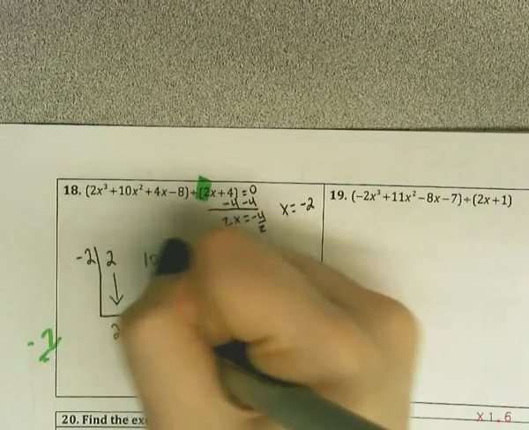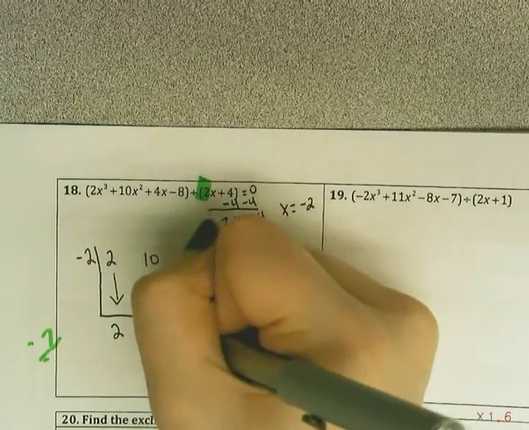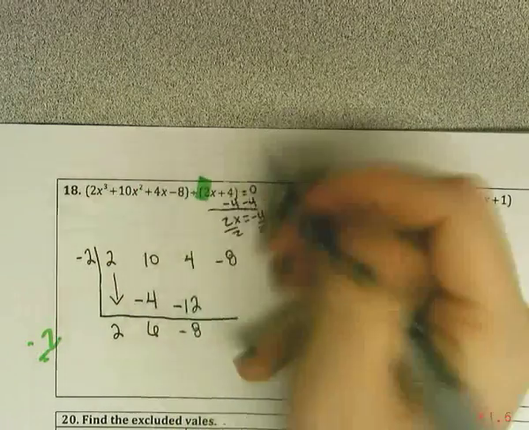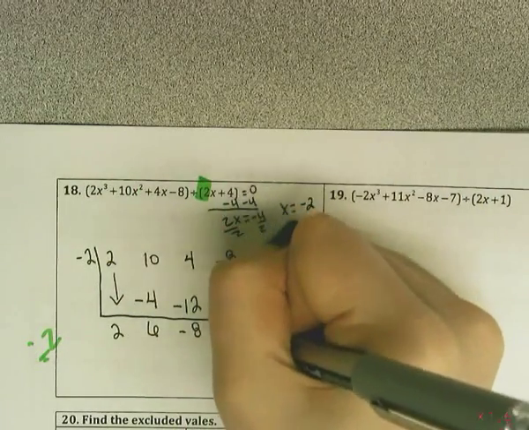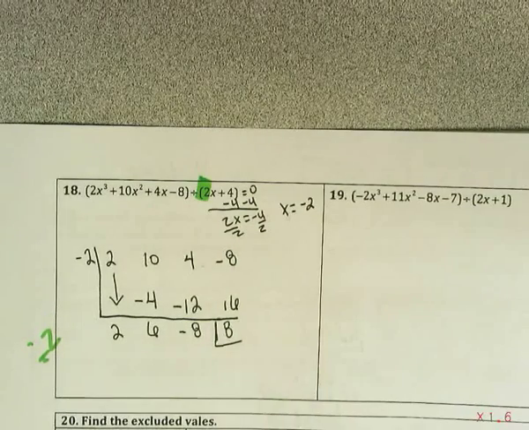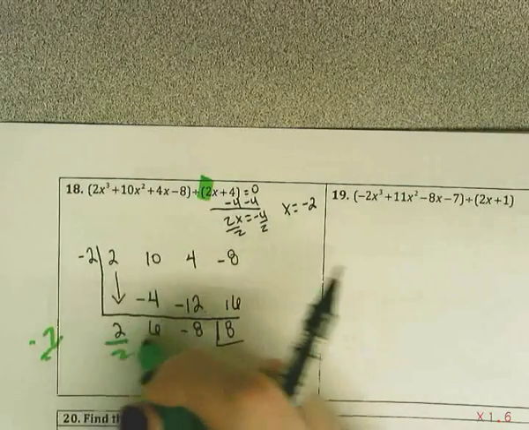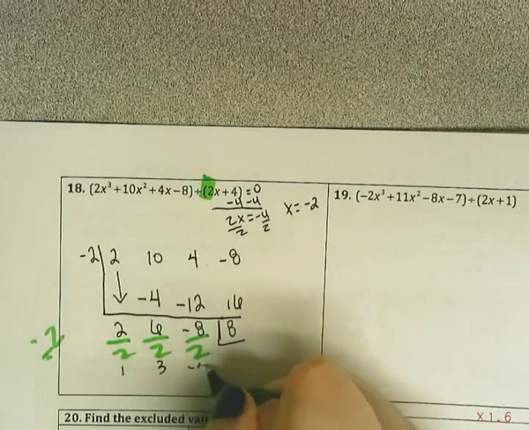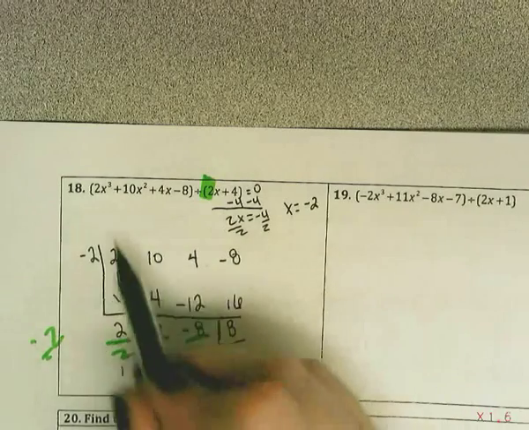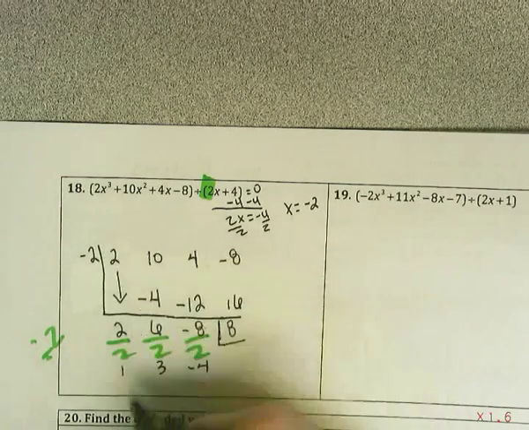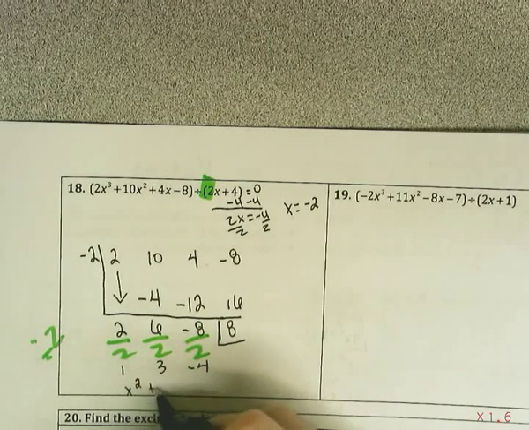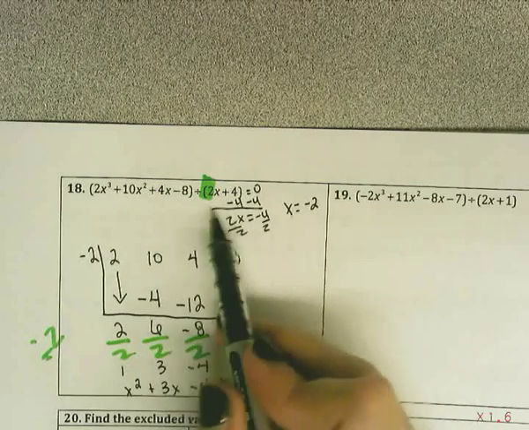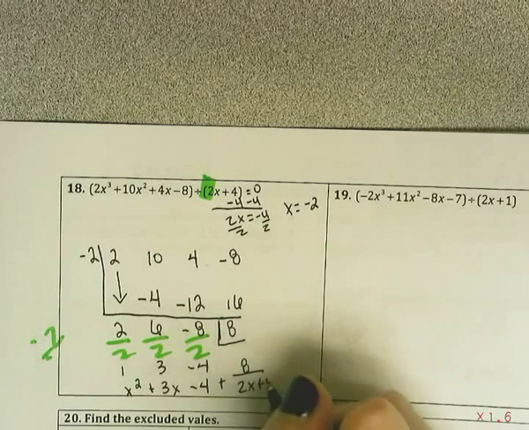Bring that down. Negative 2 times 2 is negative 4. Add 6. Negative 2 times 6 is negative 12. Add. Negative 2 times negative 8 is 16. Okay, we have a remainder of 8, and we're going to divide everything except that remainder by 2. So 1, 3, negative 4. The remainder is still 8, and we'll go 1 degree less. So x cubed goes to x squared. So 1x squared plus 3x minus 4 plus your remainder over what you divided by. In this case, 2x plus 4.